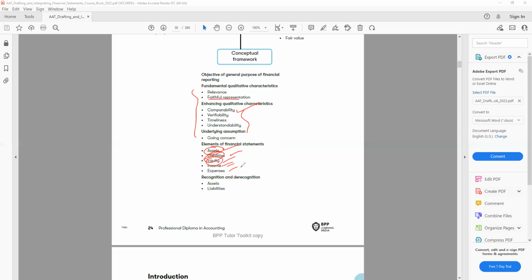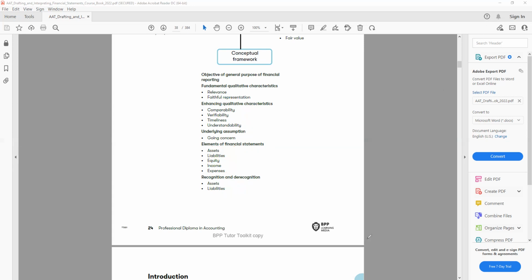Income is from the trading. We call it sale. Expense is relevant to the business. Allowable expenses, recognition, asset and liability. So this is mainly a little bit of an idea about the characteristics of the financial statement and some definitions.